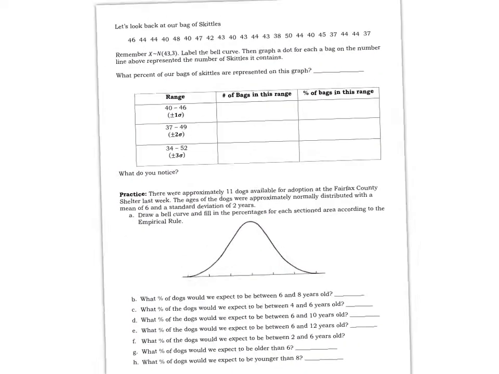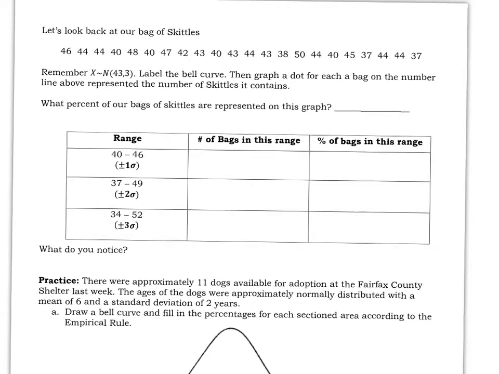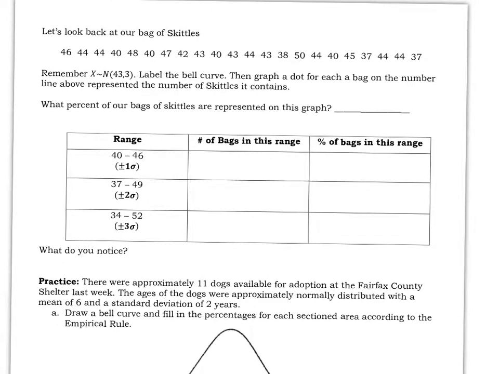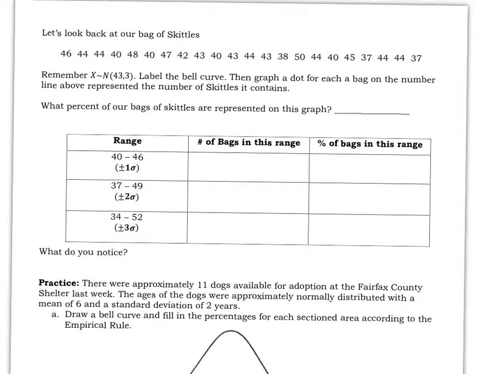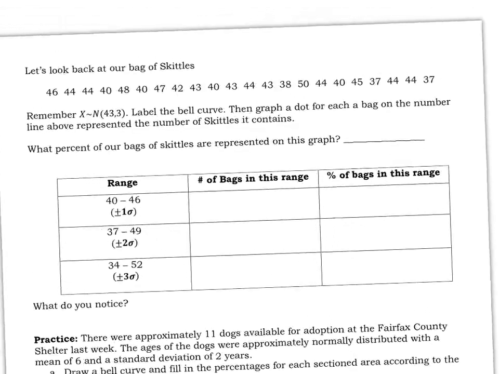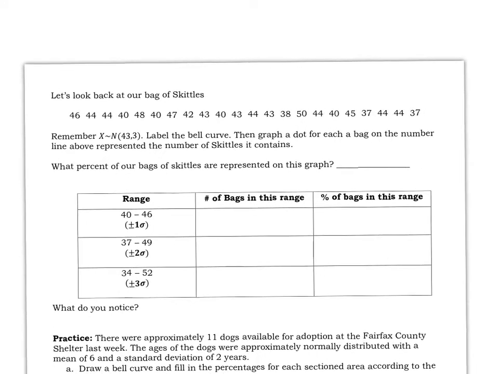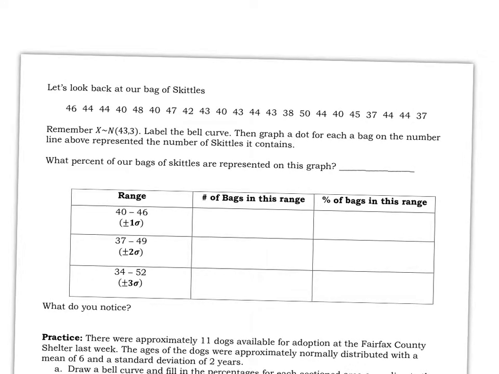Let's go back and look at our Skittles. These were the numbers of Skittles that we all calculated last class for each of your fun-sized bags. It says, remember that this data was approximately normal with a mean of 43 and a standard deviation of 3. So it says label the bell curve. I forgot to import a bell curve into this worksheet, but that's no big deal because I'm just going to squeeze it in up top here. I recommend writing it pretty big so you can see it.